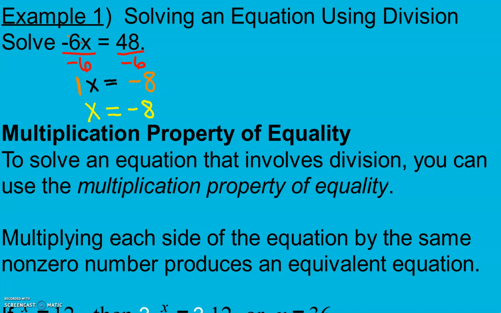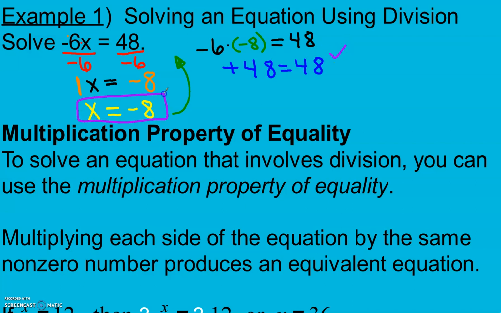Now to check it, I plug it back in. I take -6 times my answer, -8, and I check to see, does it equal 48? Well, when I simplify here, negative times a negative gives me a positive 48, which equals 48. So, since those check and it's true, my solution is x equals -8.